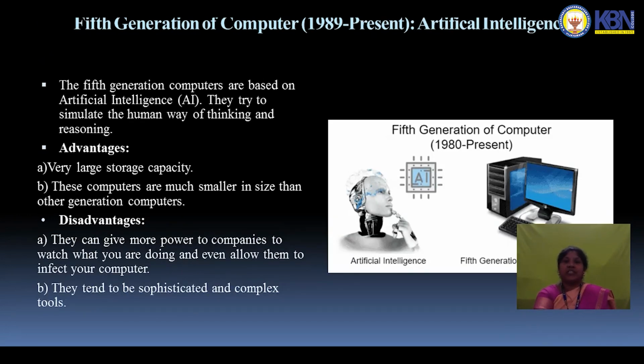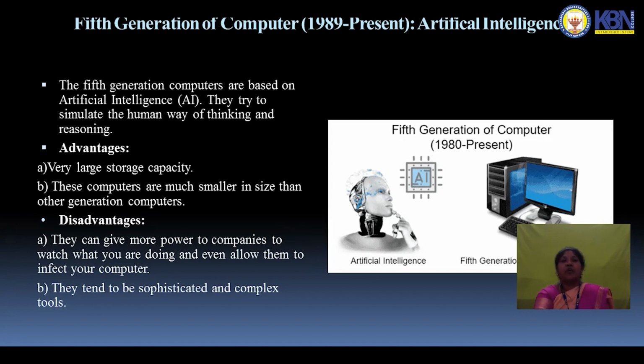In the fifth generation of computers, 1989 to present, we call it artificial intelligence. The technique we are using in the fifth generation is called artificial intelligence. We can see in the picture, 1989 to present. The fifth generation computers are based on artificial intelligence, simply we call it AI. They try to simulate the human way of thinking and reasoning. So it is like thinking like a human being, but those are made by man only.